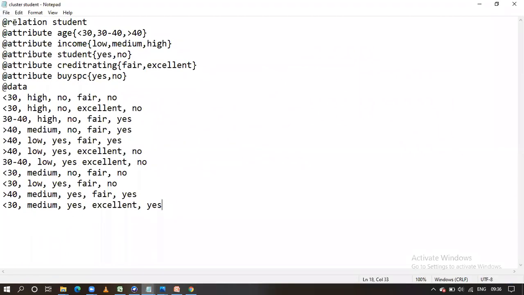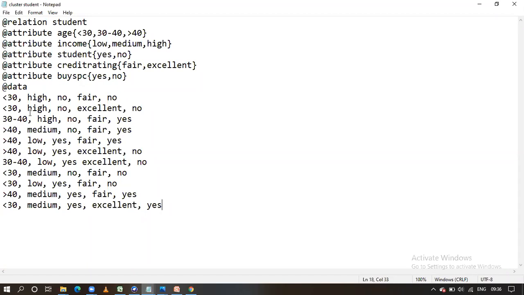I'm going to explain this data again, guys. The relation name is student and there are 5 attributes for the student. Age takes three values: less than 30, 30 to 40, and greater than 40. If you check, all the values related to age will be these. Other than this, it won't take any values.